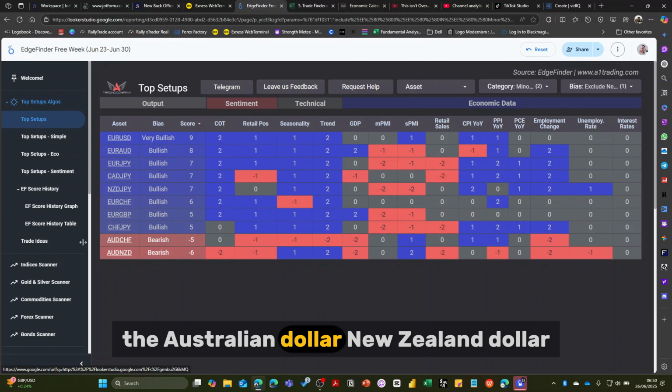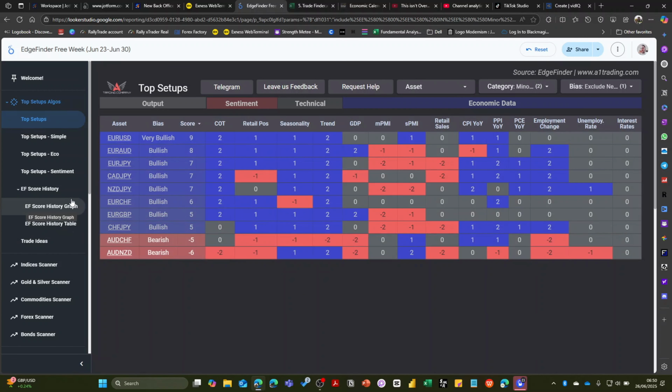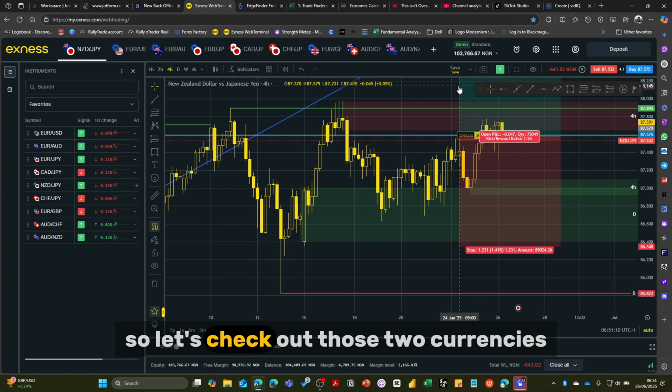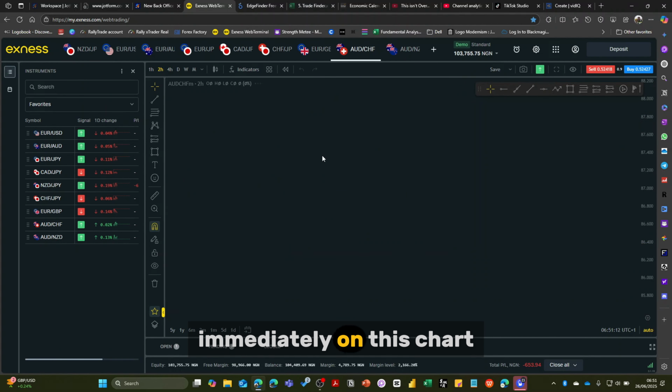And then also we're going to look at the Australian dollar New Zealand dollar. So let's go for the Australian dollar New Zealand dollar immediately. What we see here is it has always been predicting bearish on this market for a long time, went back up and it's coming back down again, and currently it is just in line to say it's a bearish market again. So let's check out those two currencies immediately on this chart and see what it looks like.